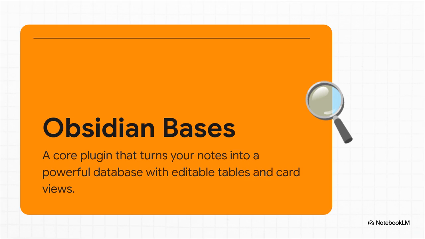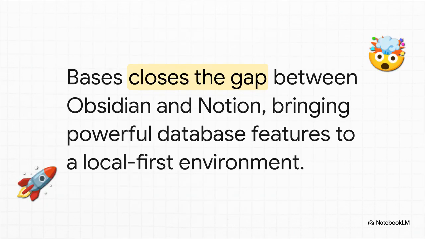And the most important part? It's a core plugin, which means it's stable, it's official, and it's here to stay. And this is a huge deal. What this really means is that all that awesome database functionality that people in apps like Notion have loved for years, it's now right inside Obsidian. You can add new notes directly into a table. It's all there. You get all that power, but in Obsidian's super fast, private, local-first world.